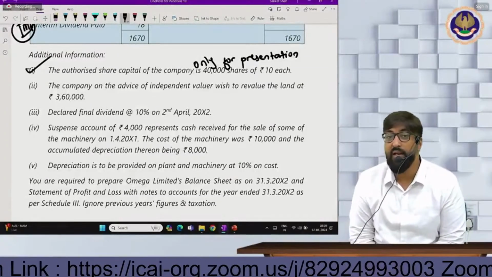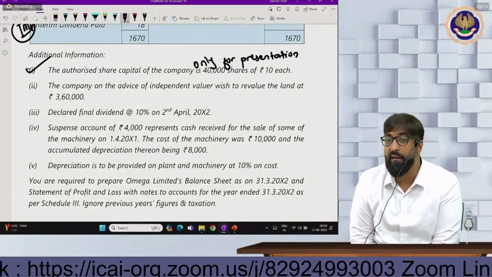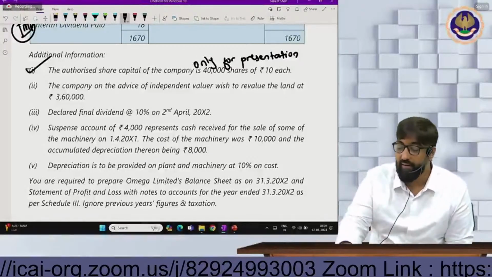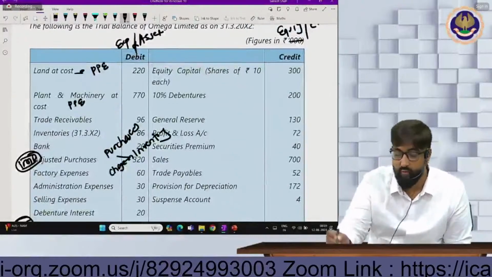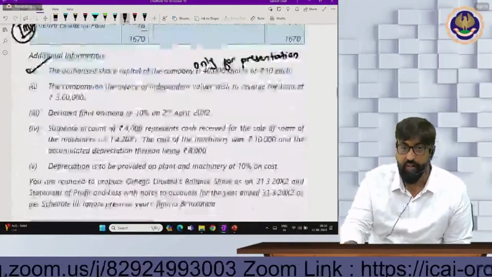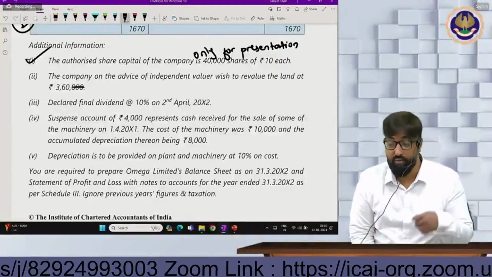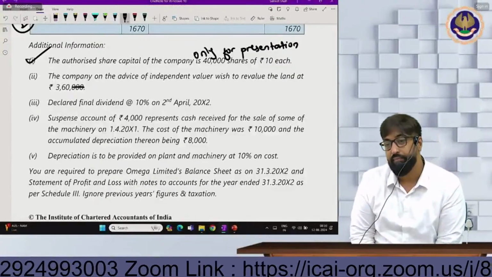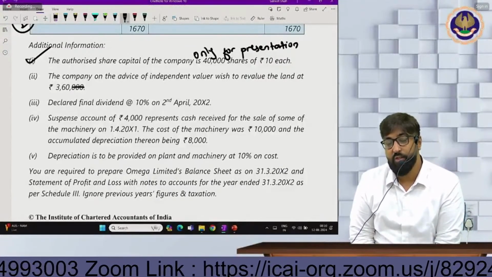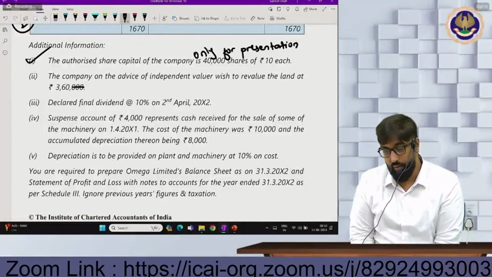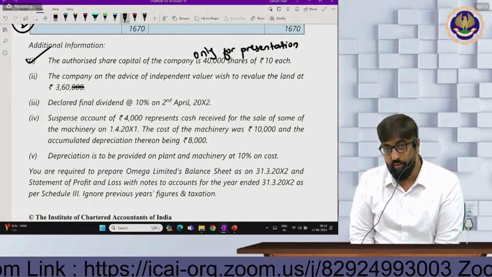The company, on the advice of an independent valuer, wishes to revalue the land at 3,60,000. See, these figures are in thousands, so we won't take 3,60,000, we'll take only 360. So now do this adjustment.